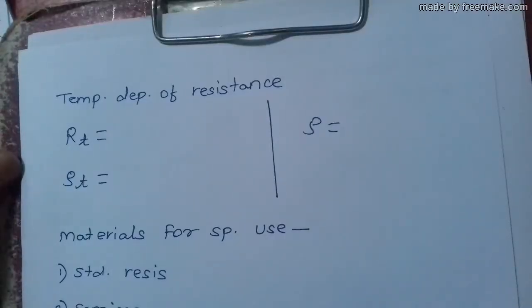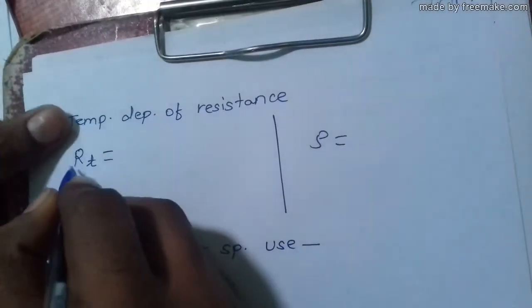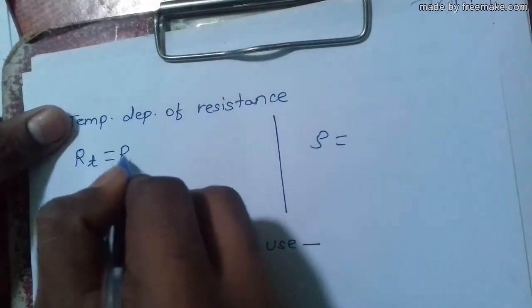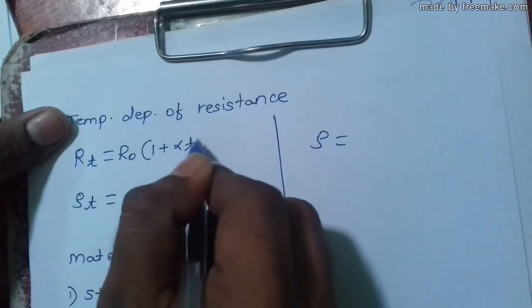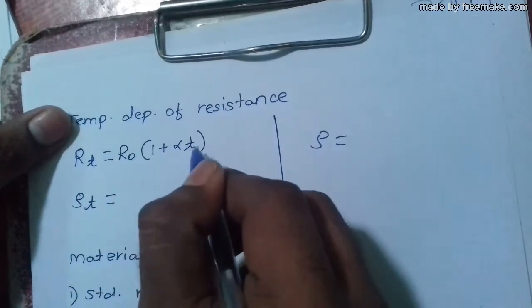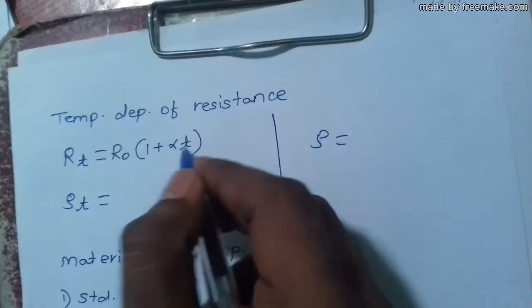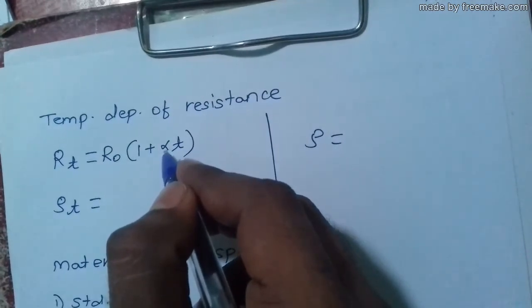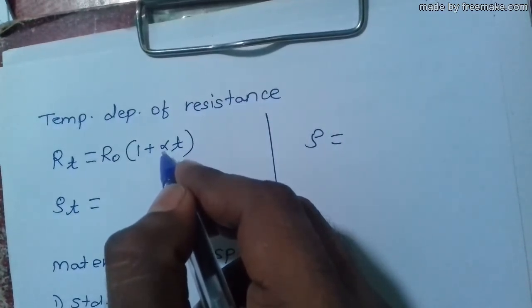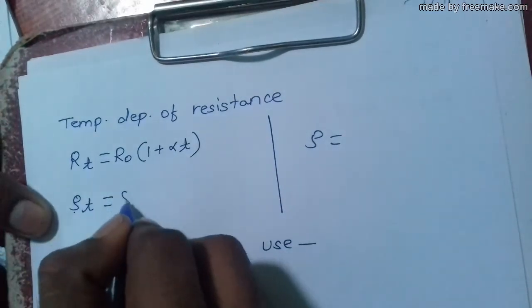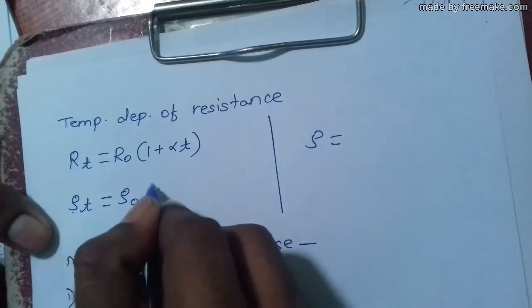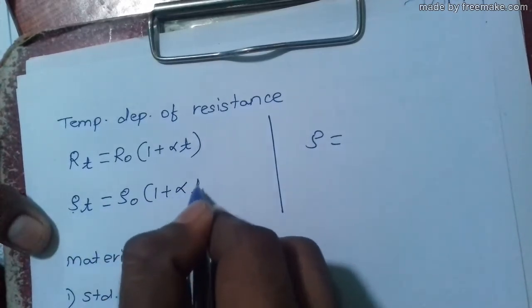Then temperature dependence of resistance. Resistance at temperature T is equal to resistance at 0 degree Celsius into 1 plus alpha T. T is temperature in degree Celsius. Alpha is the temperature coefficient of resistance. The same relation is there for resistivity: resistivity at temperature T is equal to resistivity at 0 degree Celsius into 1 plus alpha T.